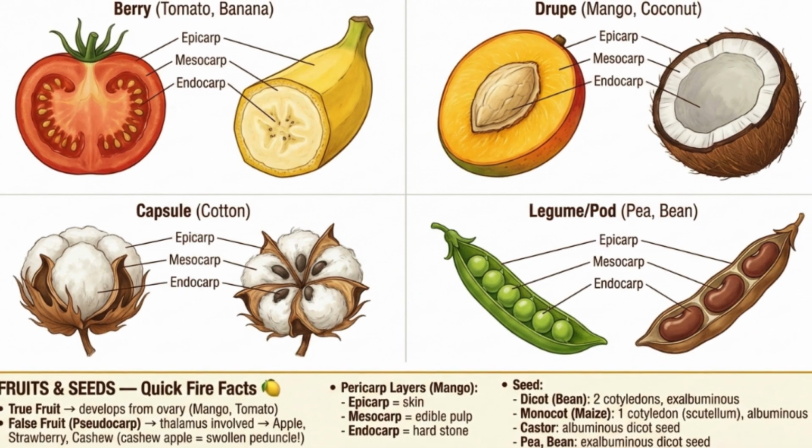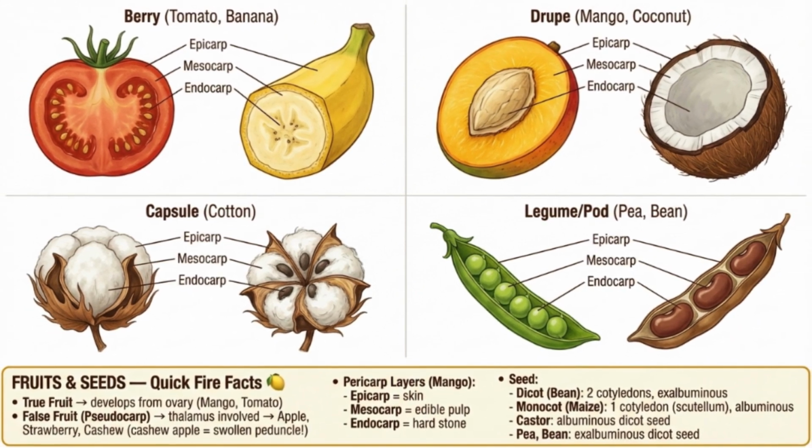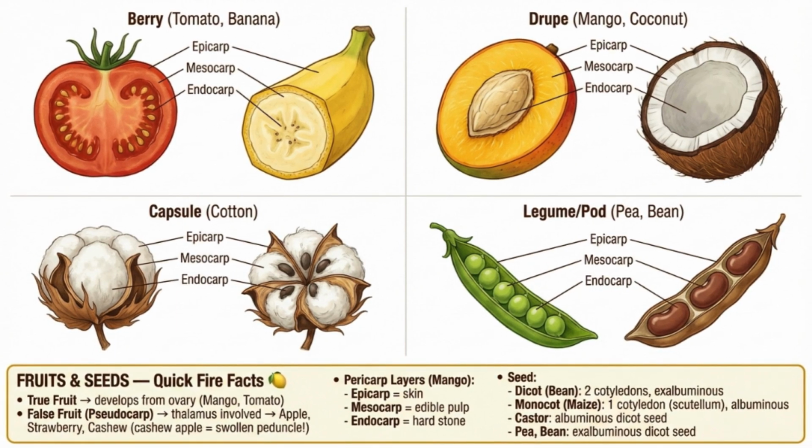A true fruit develops only from the ovary. A false fruit, or pseudocarp, involves other floral parts, usually the thalamus. Apple, the fleshy part you eat, is the thalamus, not the ovary wall. Cashew, the swollen, juicy part, is the peduncle, not the fruit. The actual cashew nut is the true fruit hanging below it. Mango's pericarp has 3 layers. Epicarp is the skin. Mesocarp is the delicious yellow pulp. Endocarp is the hard stone.